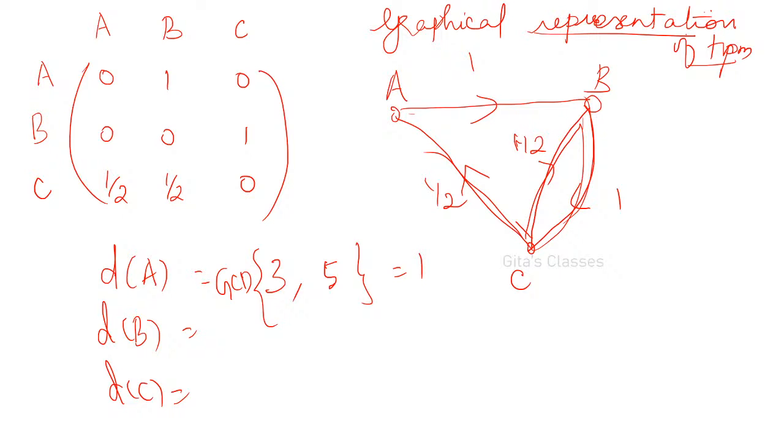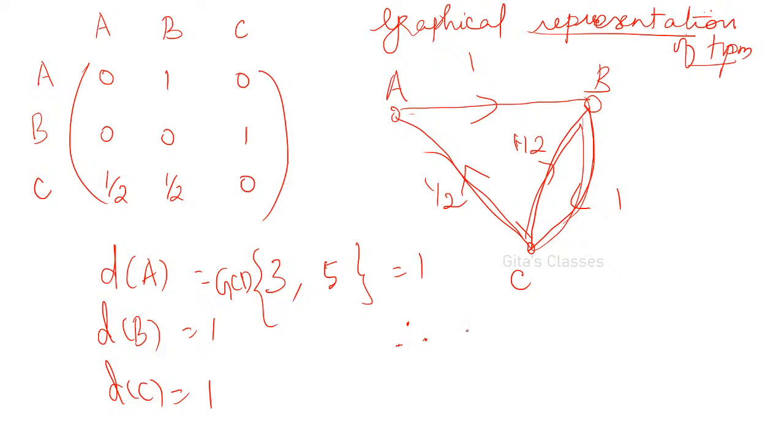D of A is 3. Come on, 5 also is there. Just now I have explained. All periods are 1. D of A is 1, D of B is also 1, D of C is also 1. Therefore, all the three are aperiodic. Very good. Excellent, all of you.